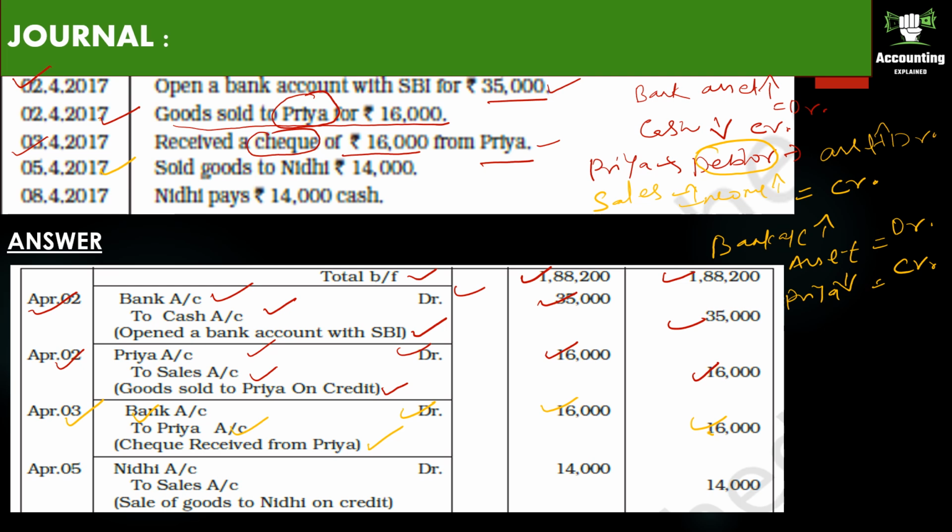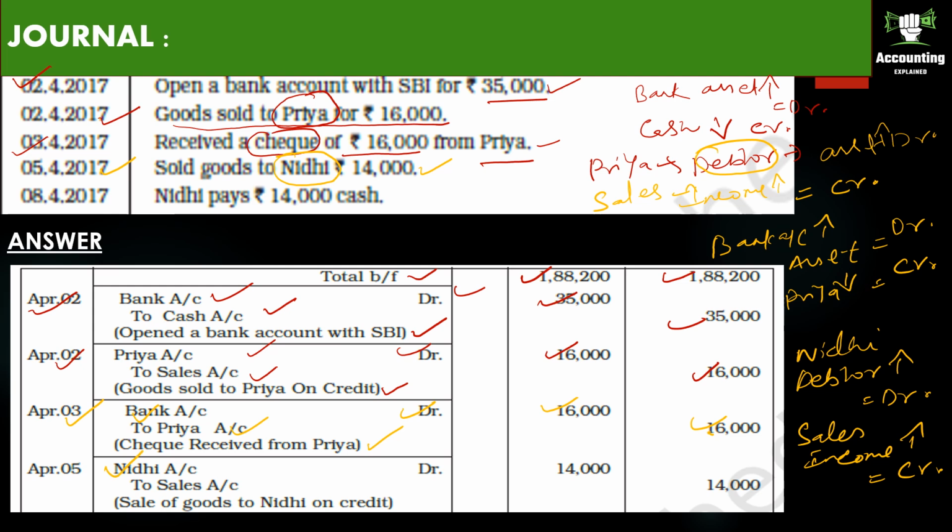5/4/17. Sold goods to Nidhi rupees 14,000. Again we have sold on credit to Nidhi. Okay, when you are selling goods, what happens? Nidhi has to pay us money as it's our debtor. Our asset increases. So Nidhi account has to be debited, and sales. Sales is our income. When the income increases, what you have to do? We have to credit. So the entry is Nidhi account debit to sales account 14,000. Sale of goods to Nidhi on credit is the narration.